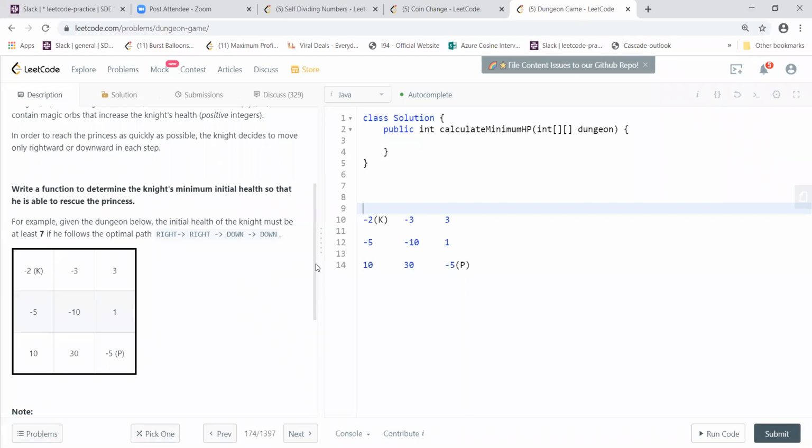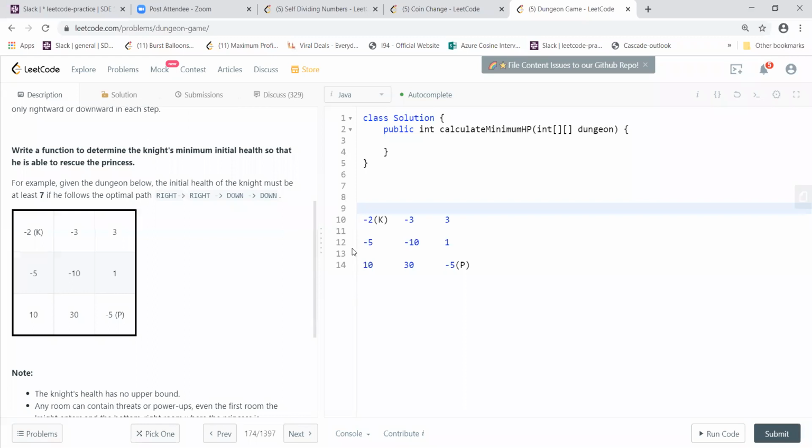Okay, so in this case, if he has an array like what is described in the example over here, it starts with -2, -3, 3, -5, -10, 1, and all those things. And this is the top left, which starts with -2. So the first cell, the top left, or the bottom right, can also have numbers. Here it has -2. So immediately when he comes here, his health is deteriorated by 2. And similarly, when he goes to the last one also, it will go down by 5. So any cell can have any value.